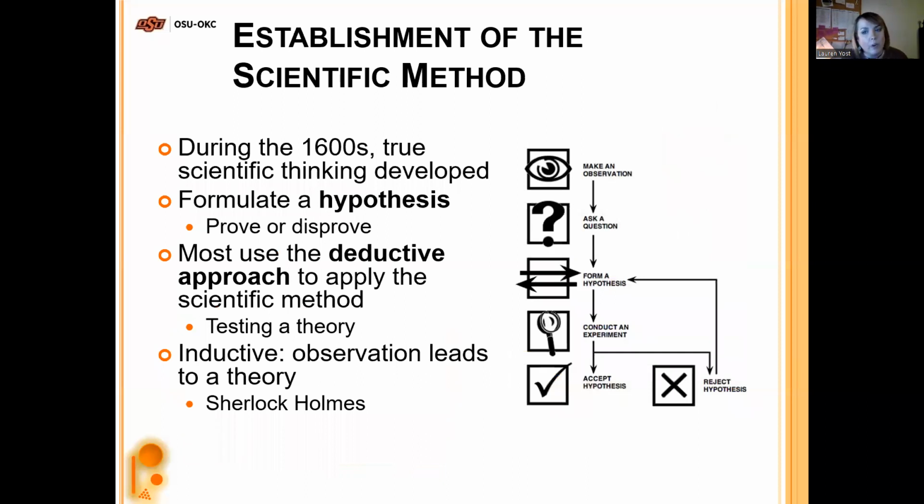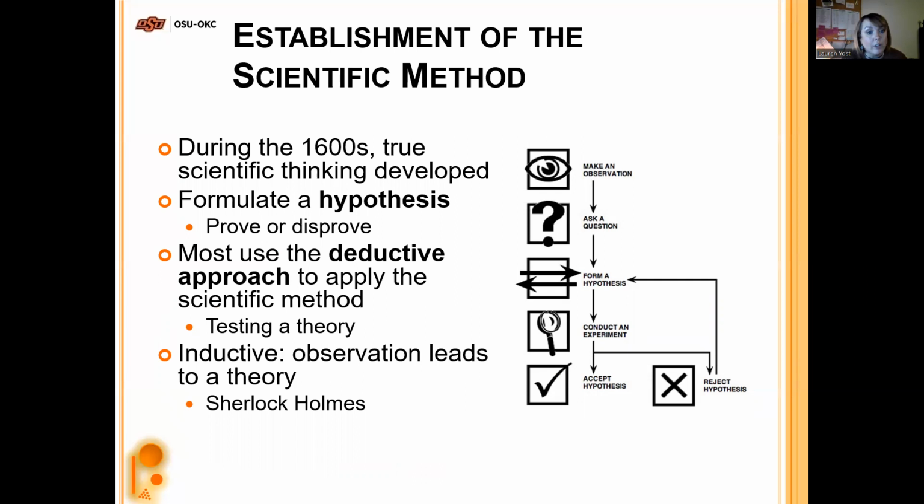Okay, the scientific method, we've all heard of it. What exactly is it and where did it come from? I won't make you guys memorize the steps or anything, no worries there. During the 1600s, we had scientific thinking developing. We would formulate a hypothesis to explain a thing, and then we would try to prove or disprove it with experiments or going out and observing or whatever, right? So it would be idea first and then go figure out if it's true. That's the deductive approach to applying the scientific method. That is testing a theory. So you come up with a theory and now you're going to go back and test it to confirm it.